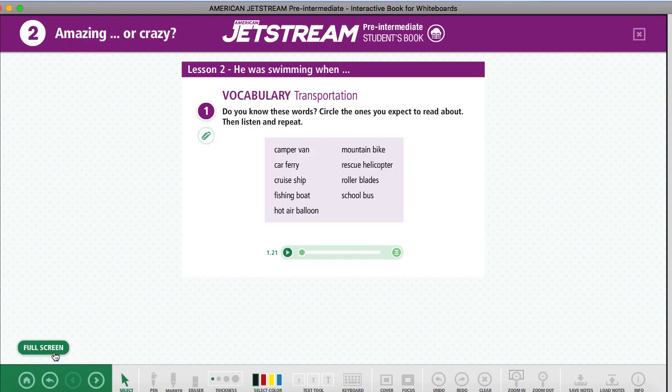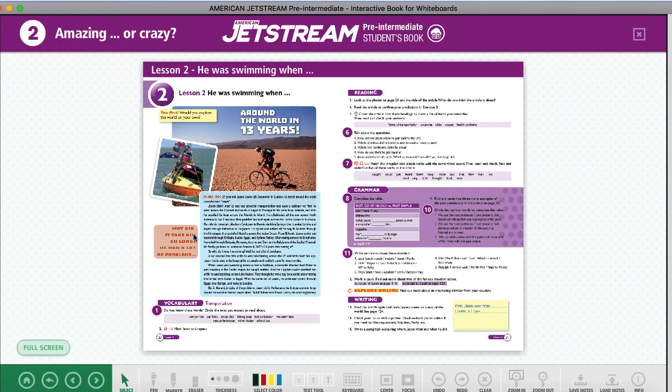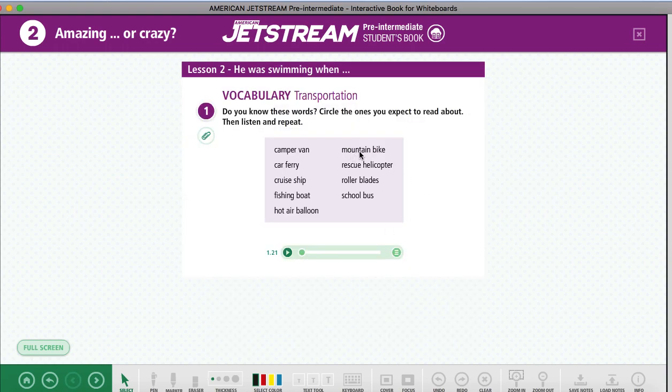Well, I see the article, I see the photo, so I think this is going to talk about a bike or a boat, or I don't know. The instructions say circle, but it is not necessary. You can just practice them. When you choose the words, we are going to play the audio and listen and practice them. Remember, listen and repeat.